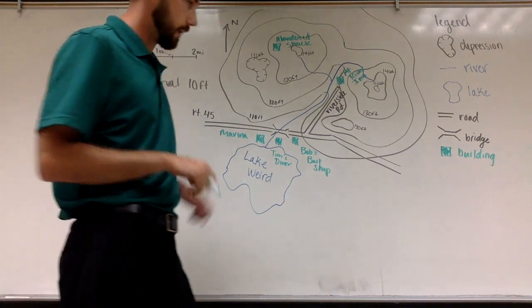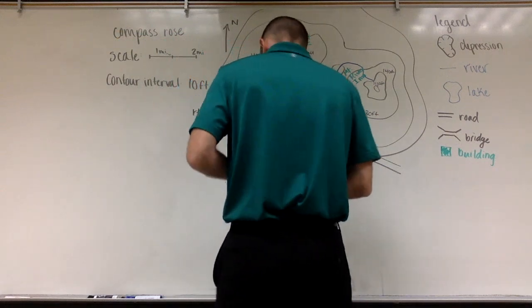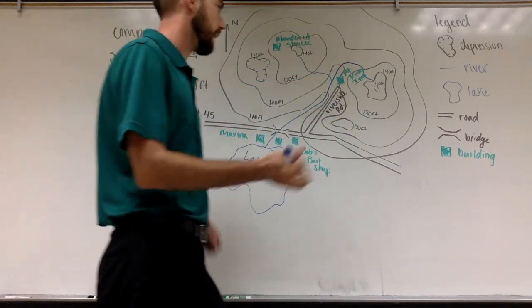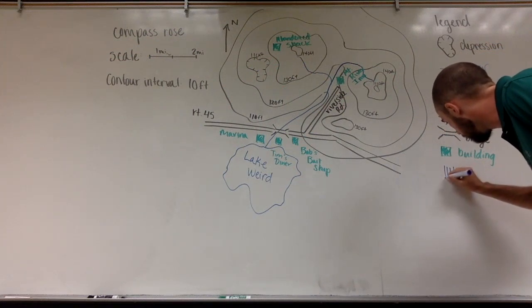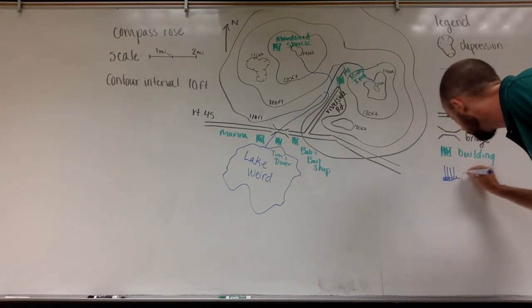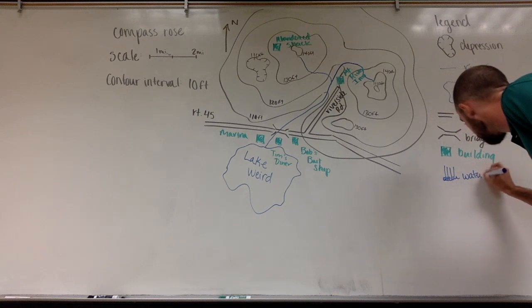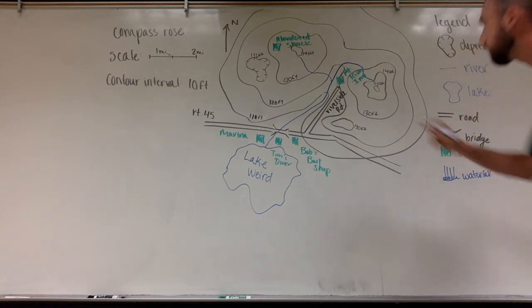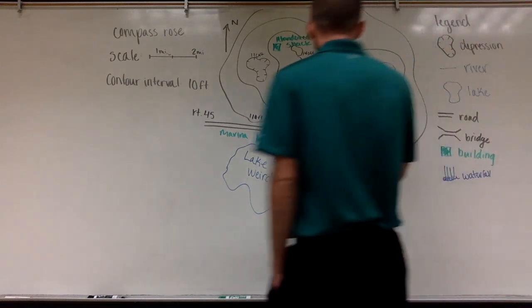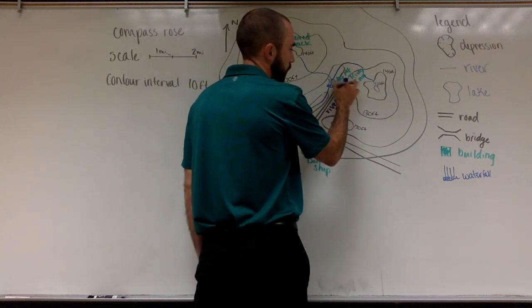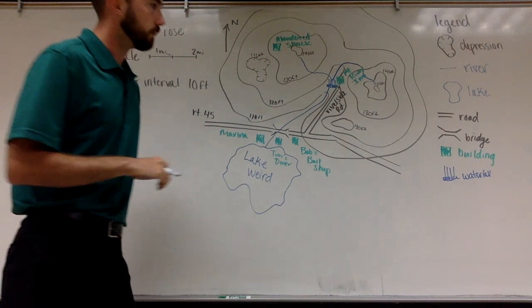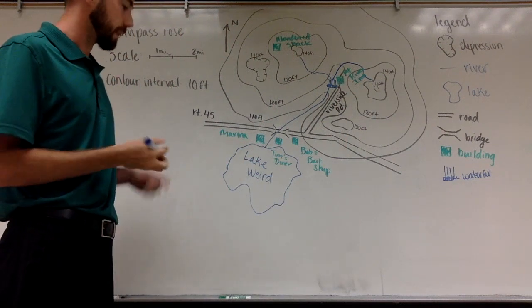Let's see. What else can I add? Some more unique features. Well, maybe I want to make it real pretty, and I'll add another water element here. And I'll say there's a waterfall. This is a waterfall. Maybe that's why they chose to build the inn over there. They've got a good view overlooking the waterfall. So I'll draw my waterfall on the map. All right, cool. I'm starting to get some unique elements.